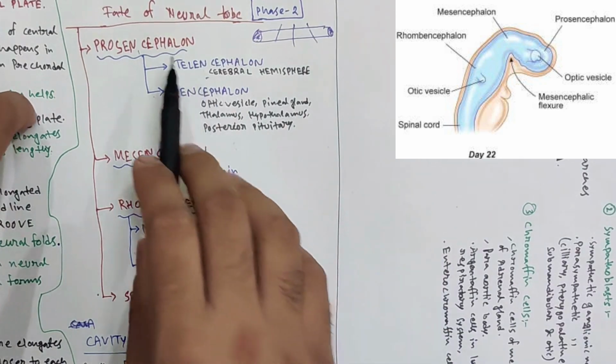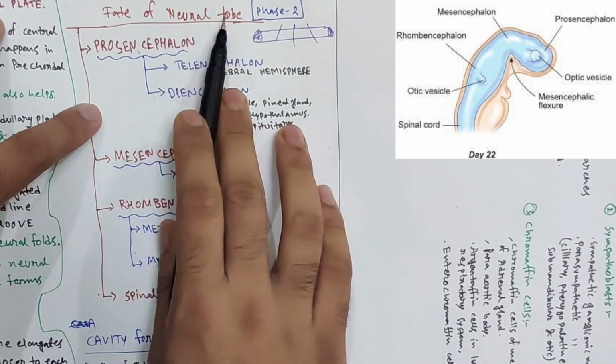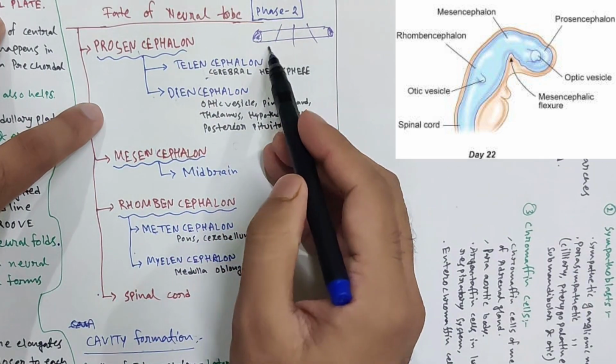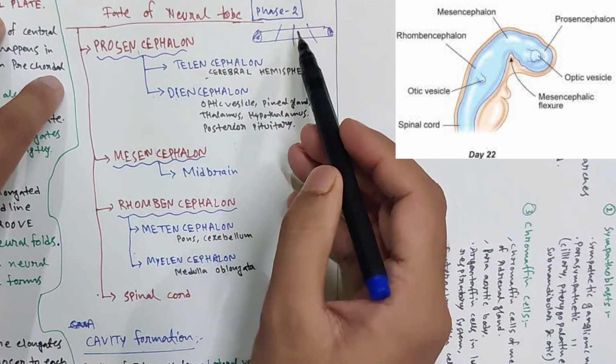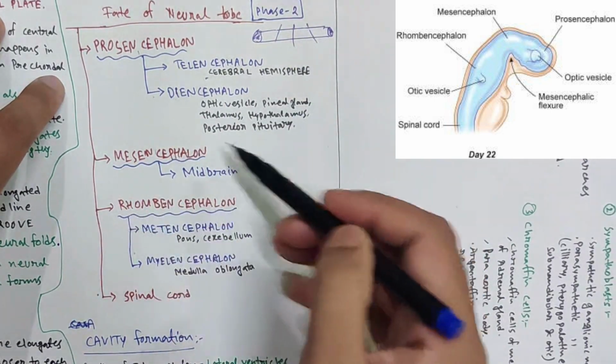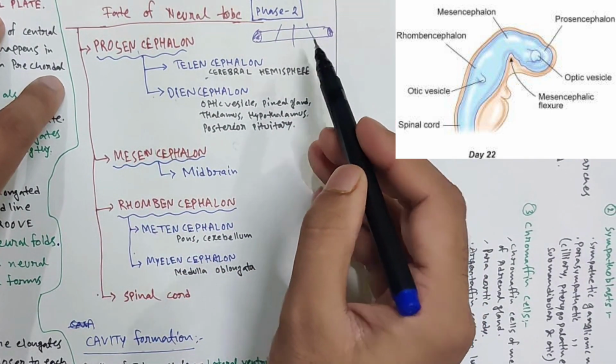Okay. Now, in phase 2, you are getting the fate of the neural tube. What happens to the neural tube? Suppose this is the neural tube. One part of the neural tube forms the prosencephalon, another part forms the mesencephalon, another part forms the rhombencephalon, and the remaining part forms the spinal cord.